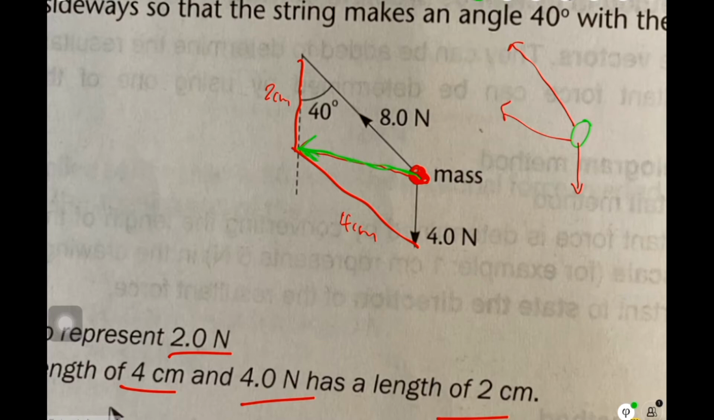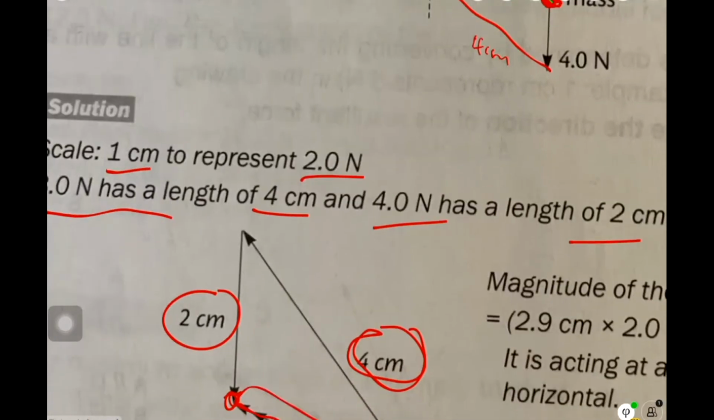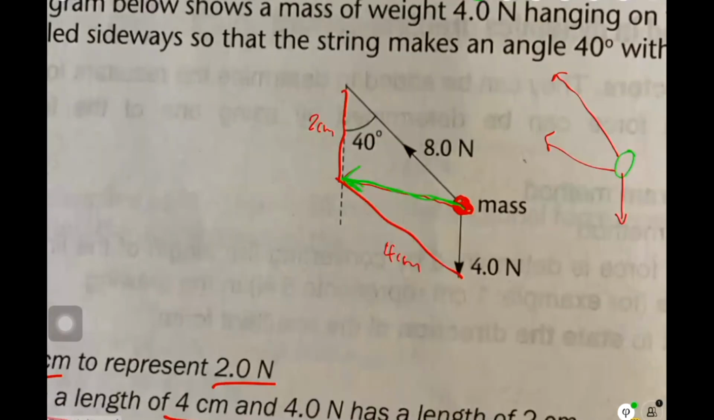Correct. You draw to find, then you use a ruler, right? You measure, the green color is 2.9 cm.